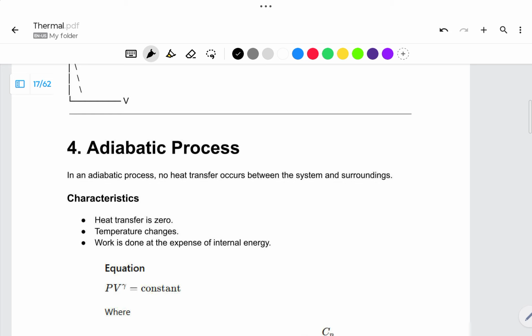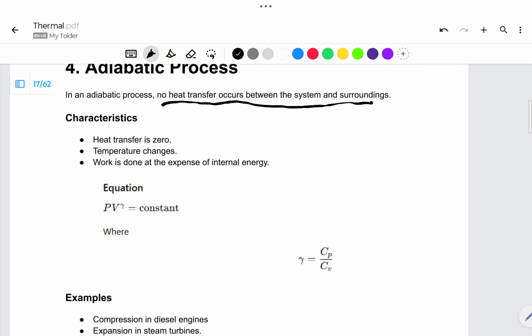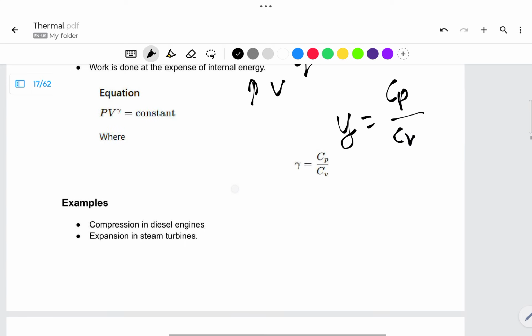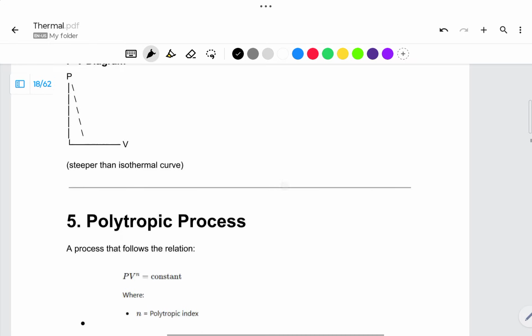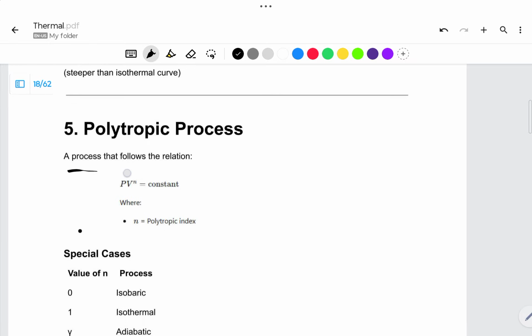the adiabatic process. In the adiabatic process, no heat transfer occurs between the system and the surroundings. Heat, whatever it is, will be constant. So here the equation PV raised to gamma is used, where gamma is nothing but Cp by Cv. Next, in the polytropic process, the polytropic constant is given, that is PV raised to n. It is constant. So here n is nothing but the polytropic index.